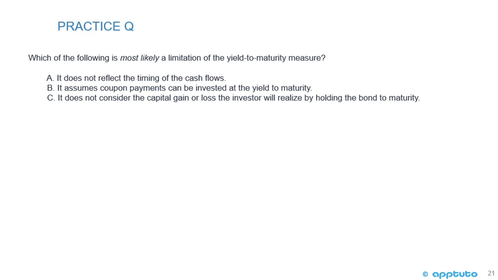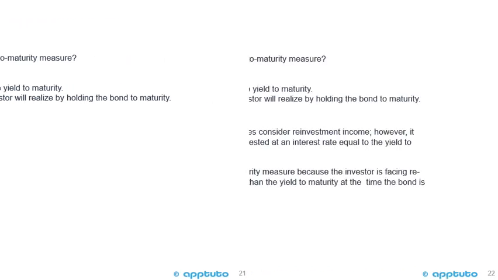Which of the following is most likely a limitation of the yield to maturity measure? A, it does not reflect the timing of the cash flows. B, it assumes coupon payments can be invested at the yield to maturity. C, it does not consider the capital gain or loss the investor will realize by holding the bond to maturity.